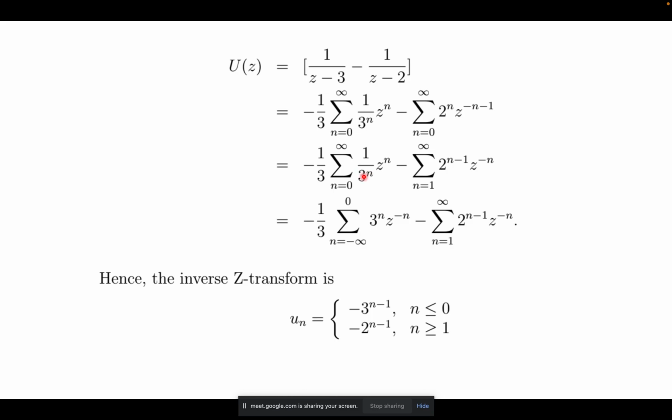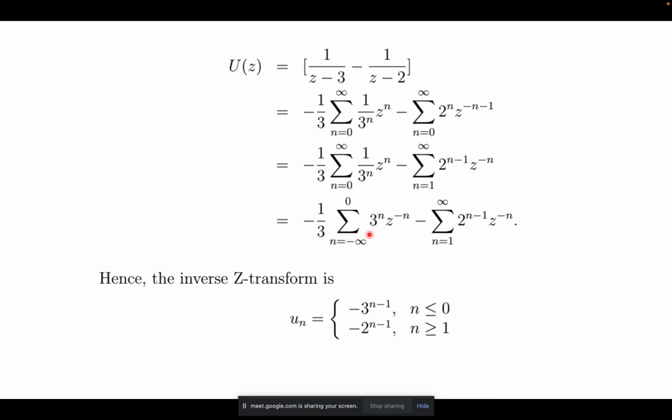So if you replace n by minus n, this 3 power n will go into the denominator, because this will be 3 power minus n, and then you can write it as 3 power n times z power minus n. Similarly on the right hand side you have the summation from n equal to 1 to infinity of 2 power n minus 1 times z power minus n. Now it's very easy to see what the inverse z transform of this is. So the sequence here will be for n less than 0, because the summation here is minus infinity to 0, so you have n less than or equal to 0.